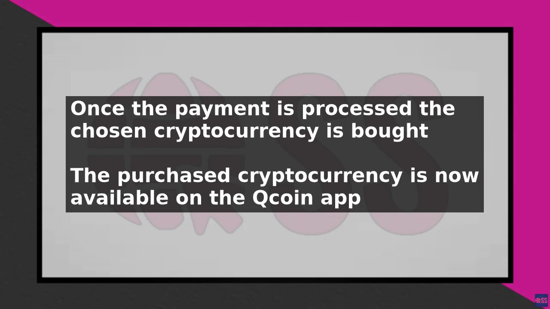After selecting your preferred payment method, you can add your bank card details, accept the terms of use and privacy policy, and confirm the payment. Once the payment is processed, you will have successfully bought the chosen cryptocurrency on the Kucoin mobile app.